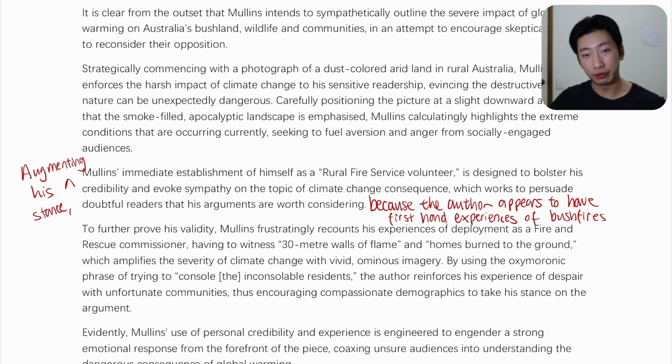And then continuing on, Mullins frustratingly recounts his experiences of deployment as a fire rescue commissioner, having to witness 30-meter walls of flame and homes burned to the ground, which amplifies the severity of climate change with vivid, ominous imagery.